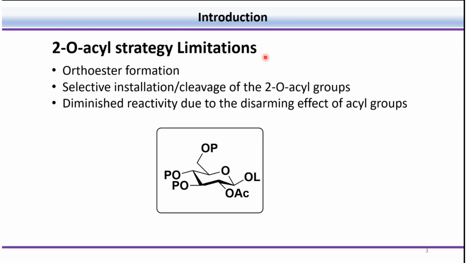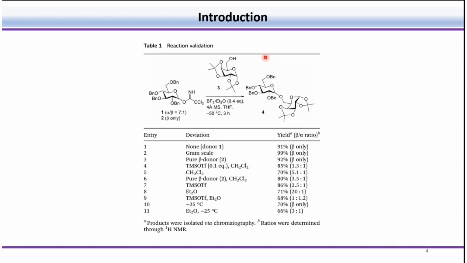In that case, some limitation is there, like the formation of orthoester. When the orthoester forms, the selective cleavage comes into the picture, because which side we cleave this orthoester is the very big problem. And this OAc group is disarming, so this decreases the reactivity of glycosylation. To overcome this limitation, they used an OBn protected donor.